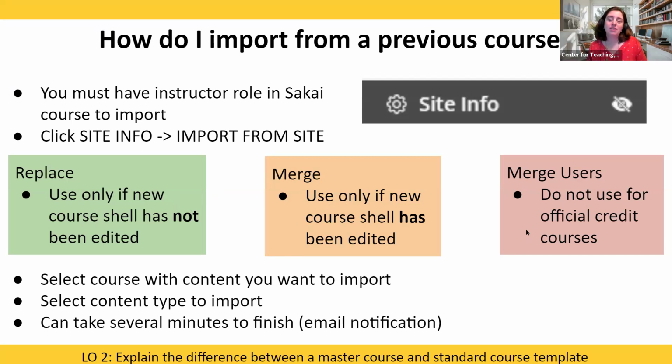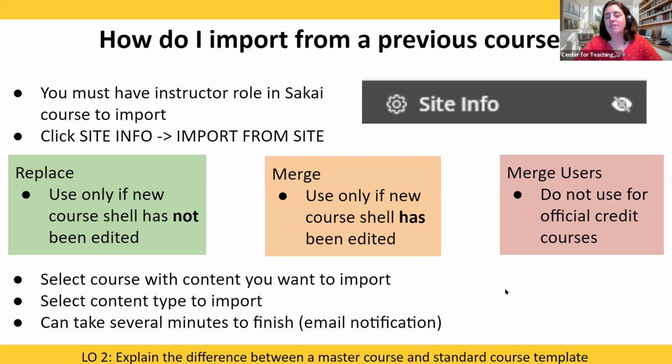If you have something like merge users, we kind of highly caution that you don't, because it'll take some of the enrollments over and it can really mess up the syncing with Banner. These are typically used if you are having a club or some kind of project course where you have the students go from course to course to course, but they're not necessarily graded and they're not going to a transcript. So this one is not used as much.